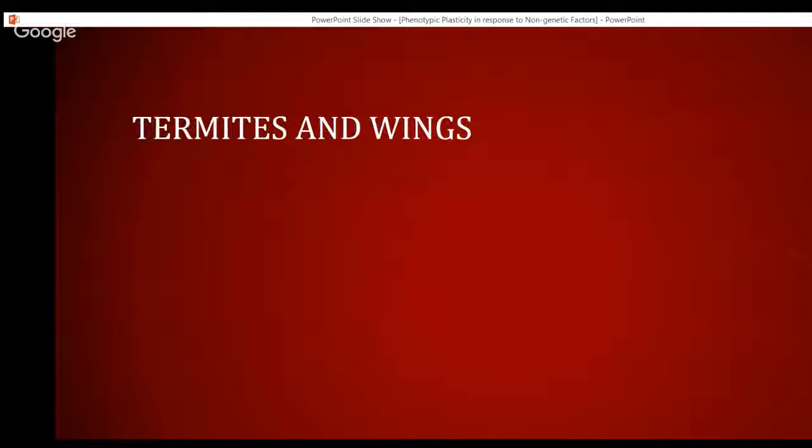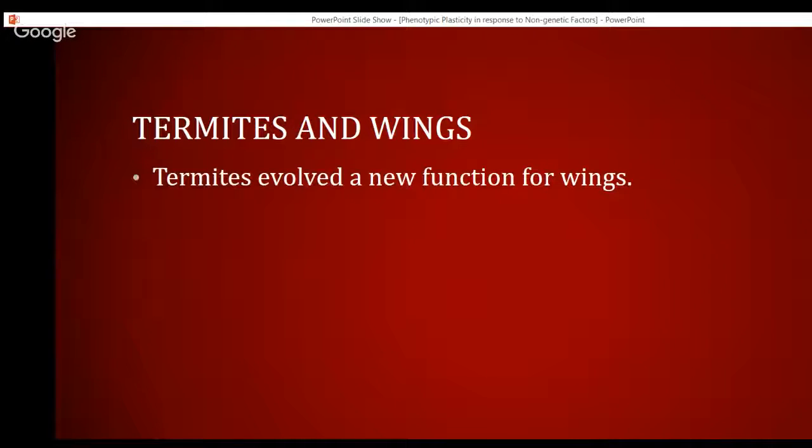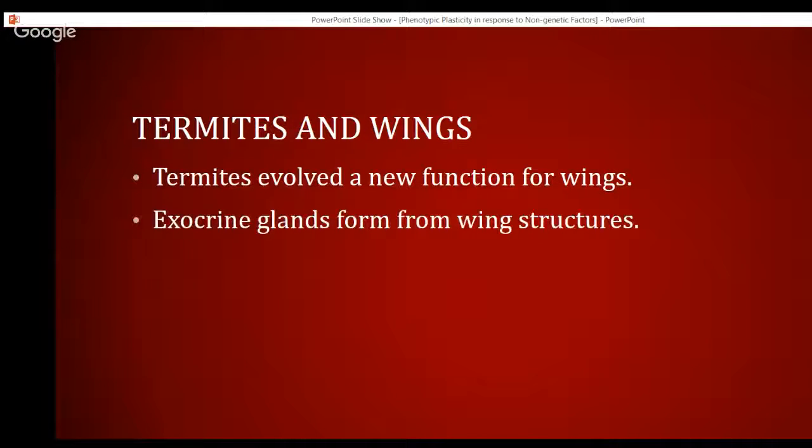So, termites and wings are an interesting area of evolution as well. Termites, like the ants, have some individuals who have wings and certain periods of time where there are winged individuals, and otherwise they don't have winged individuals, as it would be counterproductive. However, they don't let their wing structures go to waste. Instead, they evolved a new function for their wings.